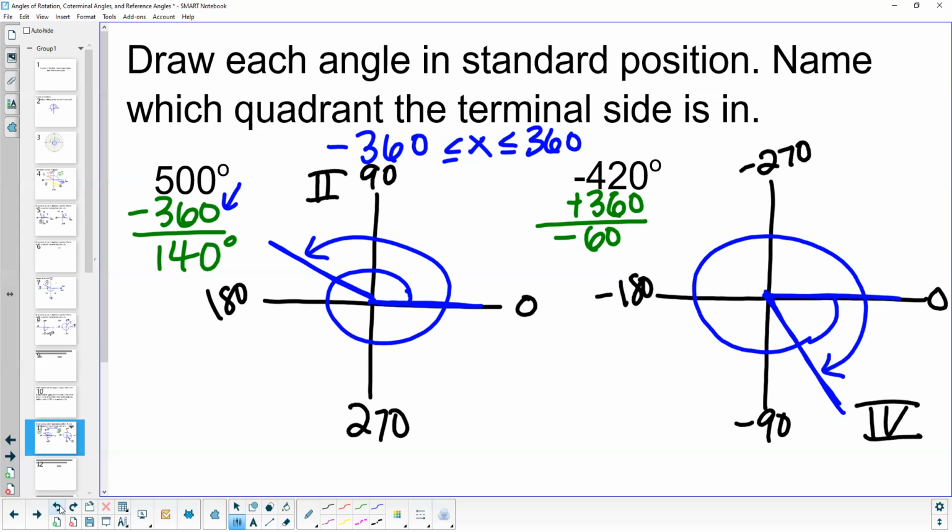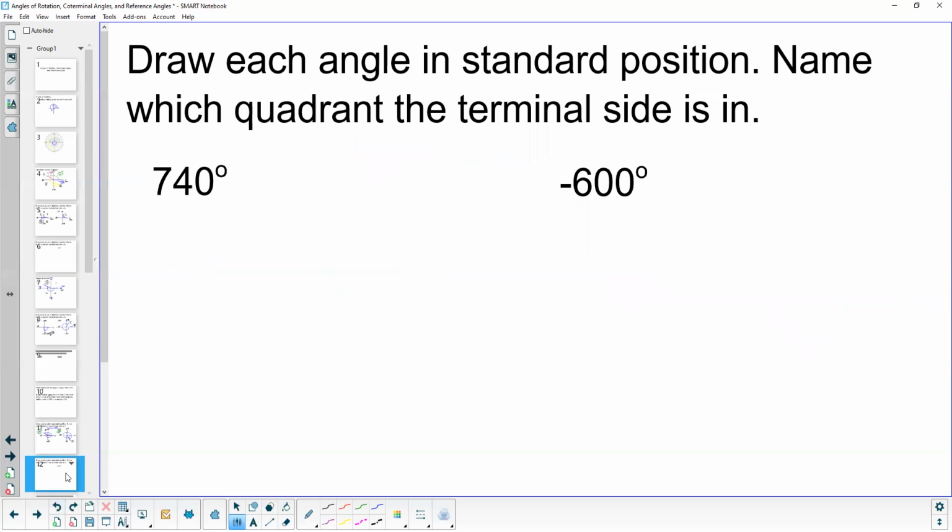They're in the same place, but they don't just go once, they go all the way around. And that's how we can find them. So we can always add or subtract 360 from an angle to find those coterminal angles. So let's take a look at one more example here of some coterminal angles, figure out where they are in standard position, and then where they'd be on our quadrant.